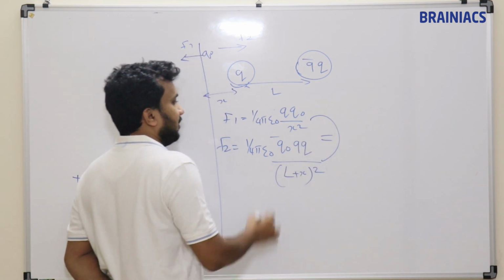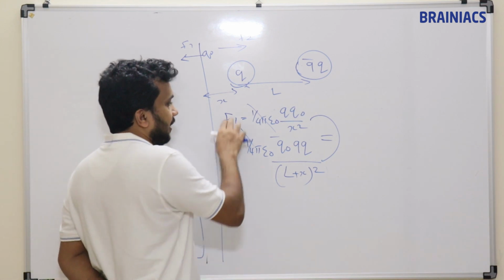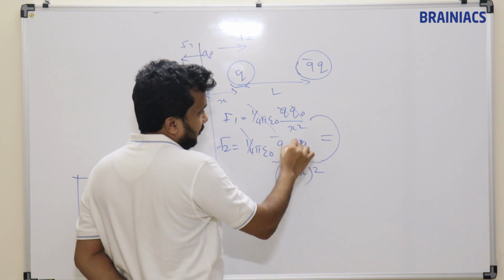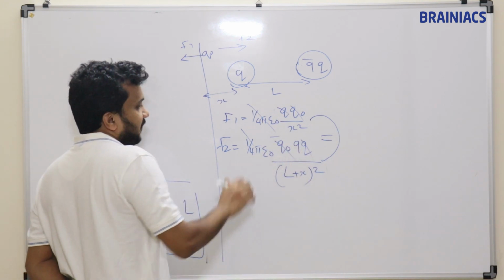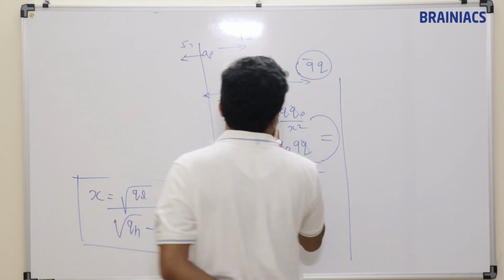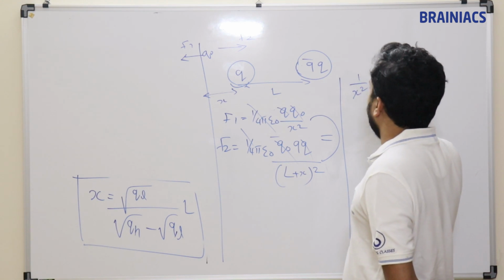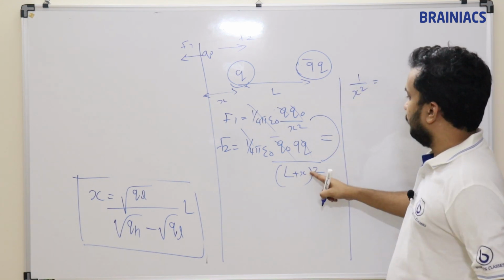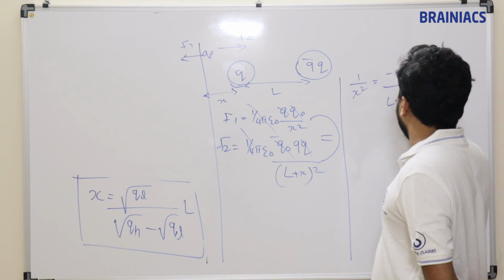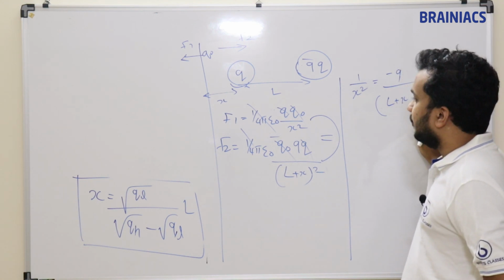So both are equal. Both are equal means what terms will cancel? 1 by 4 pi epsilon 0, 1 by 4 pi epsilon 0. I am equating F1 and F2. What else will be cancelled? q, q0 will be cancelled. So what will be coming here in the numerator? 1 by x square will be equal to minus 9 divided by L plus x the whole square.